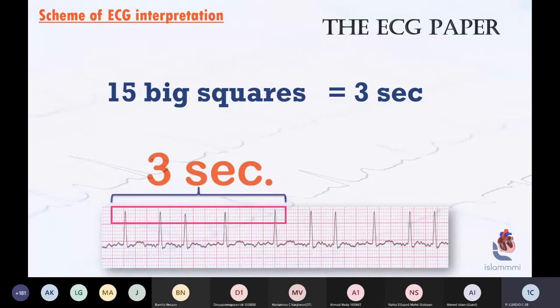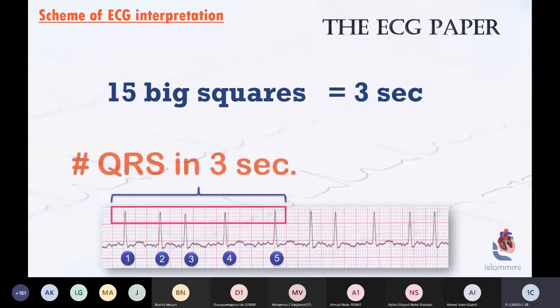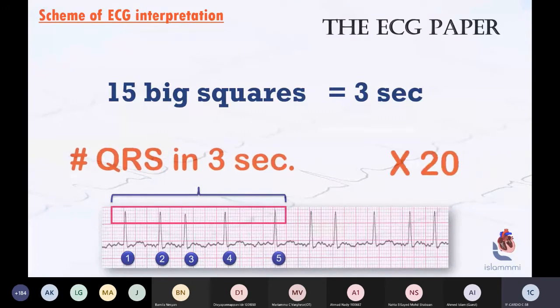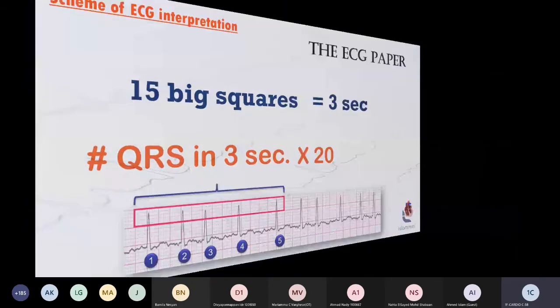I'll just give you an example. In this strip, for example, we have 1, 2, 3, 4, and 5 QRS. This is not in 1 minute, but this is in 3 seconds. So what if we want to know how many QRS in 60 seconds? We have to multiply 5 by 20. So the heart rate here will be 100.